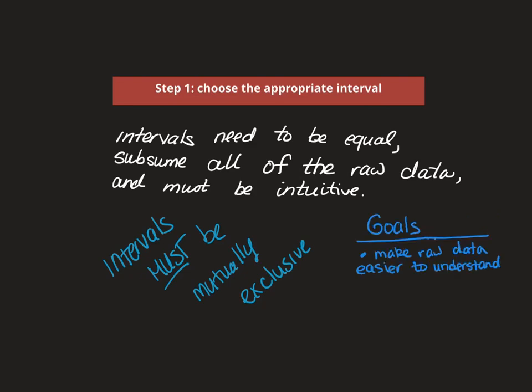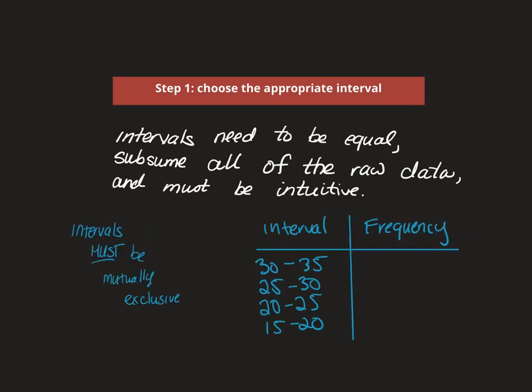The goal of making any graph or table is to make your summaries easy to understand in an intuitive way. Clarity and accuracy are the hallmarks of a well-constructed table or graph. Let's take a quick look at an example here. Assume our interval sizes are 15 to 20, 20 to 25, 25 to 30, and 30 to 35. If I have a raw score of 17, it's easy to locate. It belongs in the row that corresponds to an interval of 15 to 20, so I could put a 1 in the frequency column there.